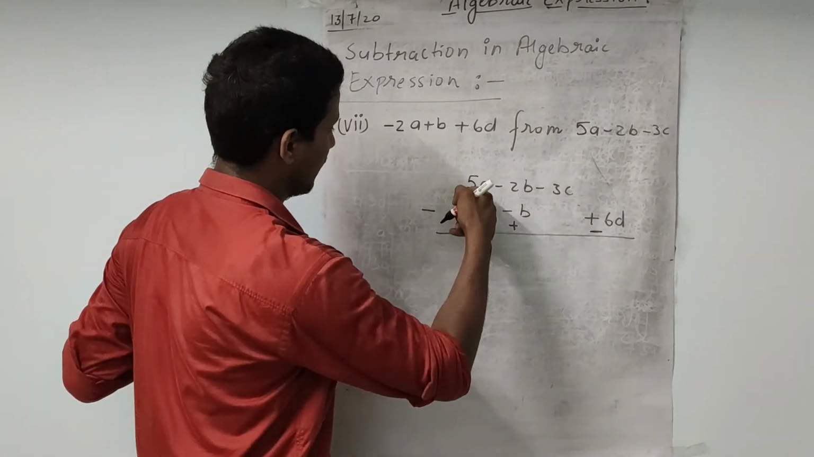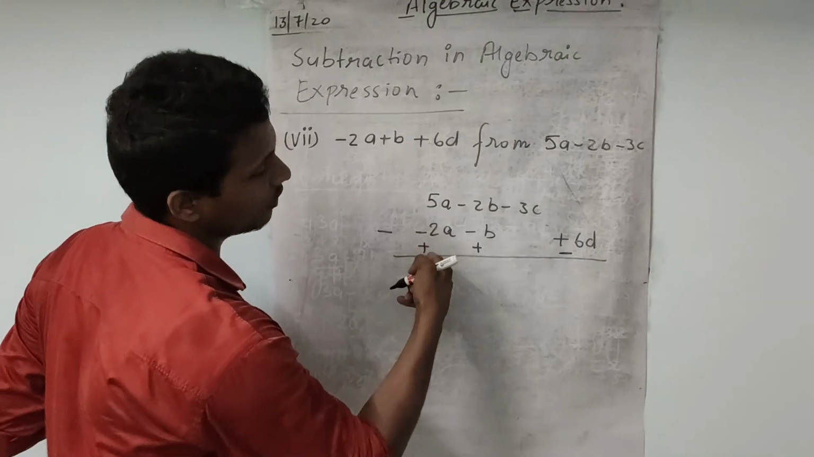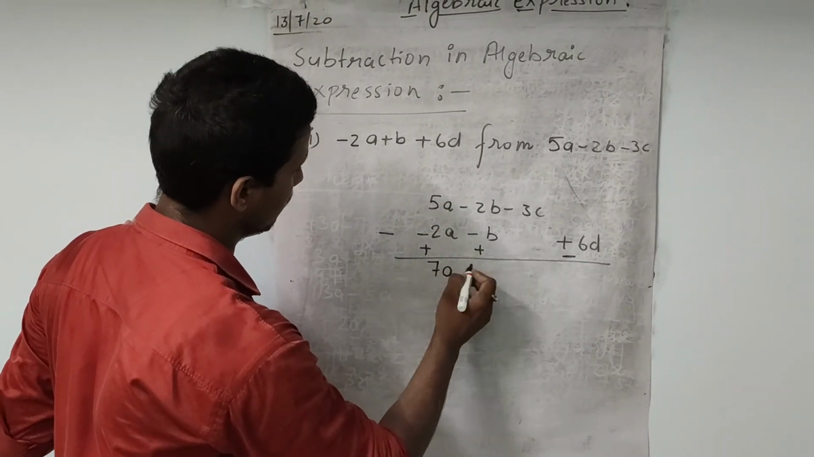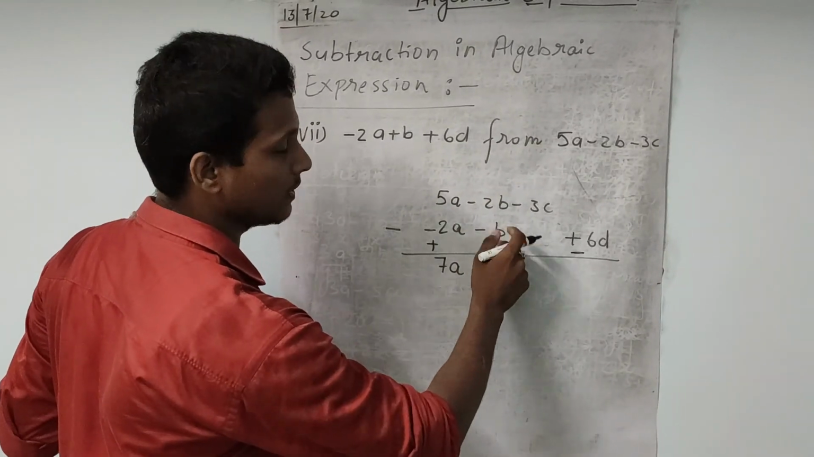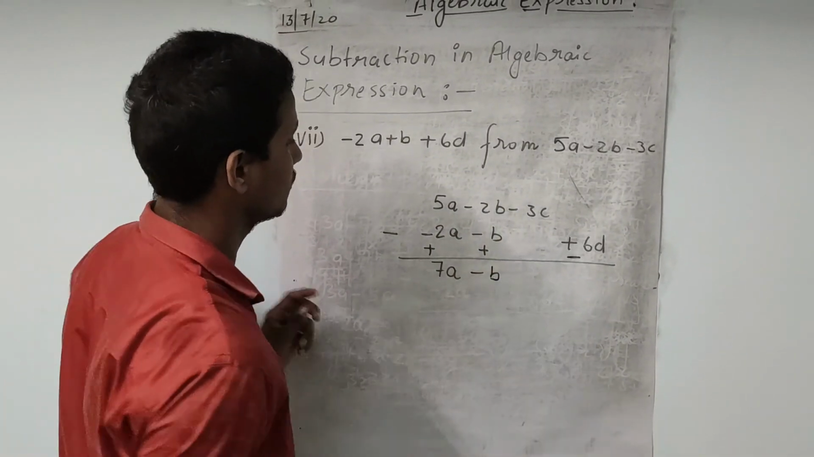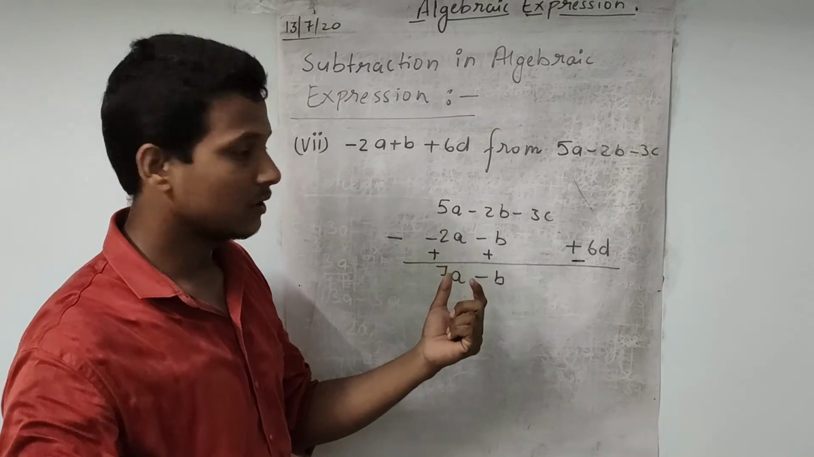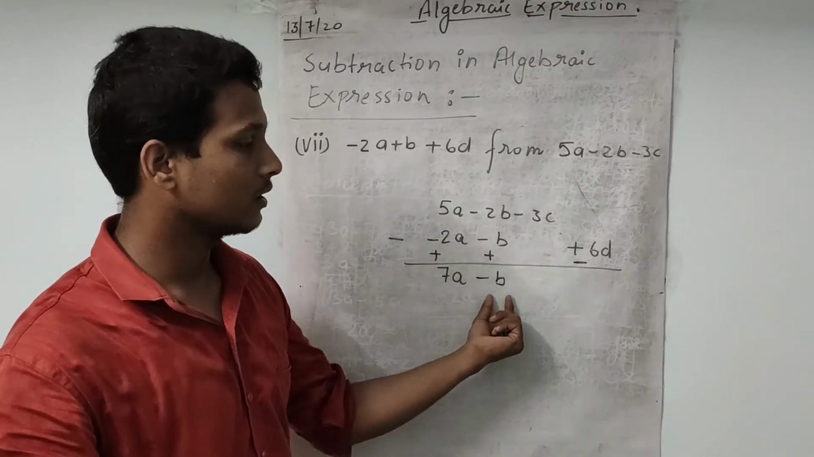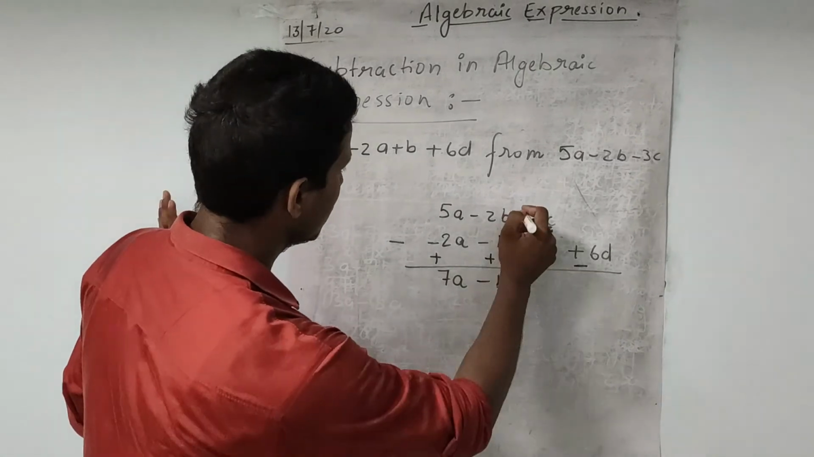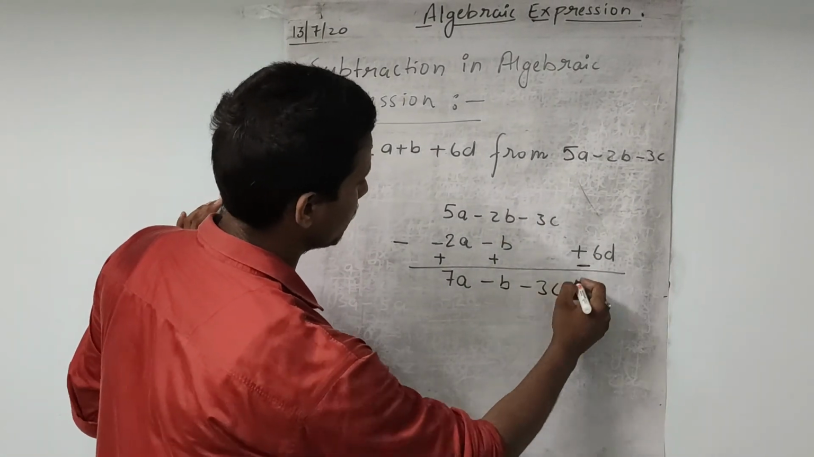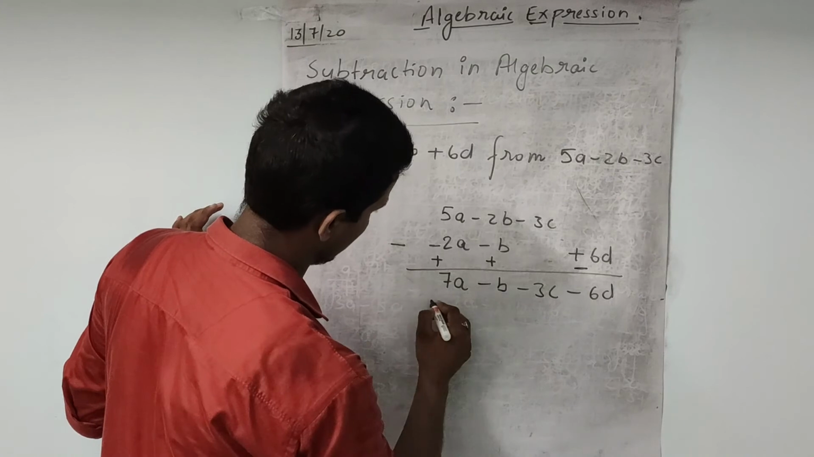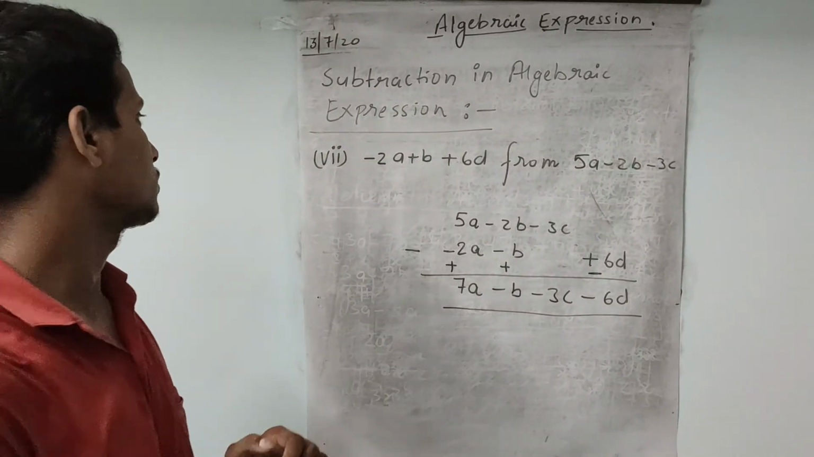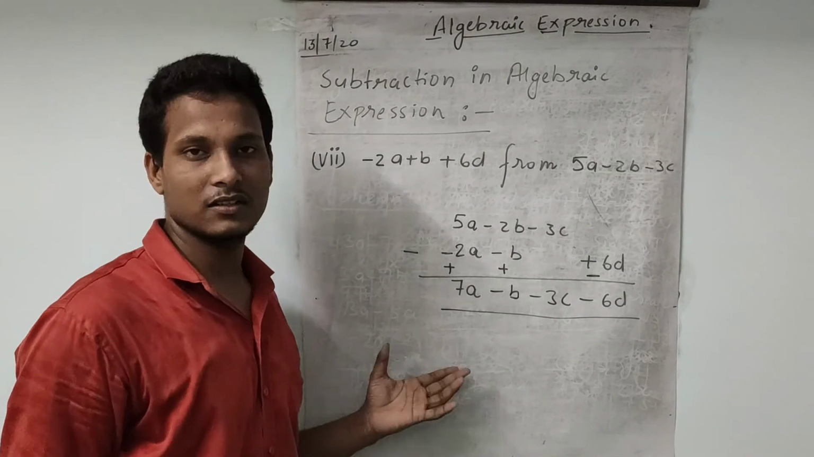Now we will perform 5 plus 2, because the sign of 2 has been changed. Now 5 plus 2, that is 7a. Minus 2 plus b, that is minus b, because minus plus becomes minus, so 2 minus 1, that is 1, and we will not write 1, so we will write b simply. Then minus 3c, no change, and minus 6d, no change. So this is our answer for this particular question. So that's it for the subtraction here.